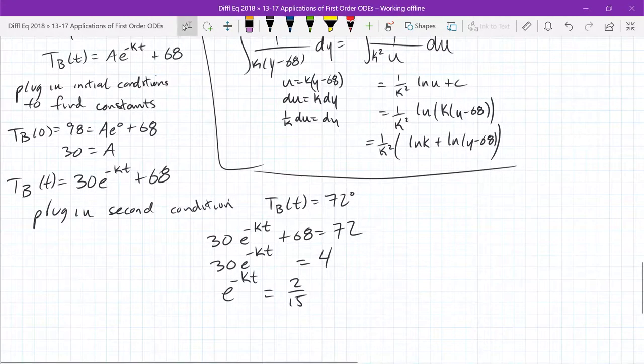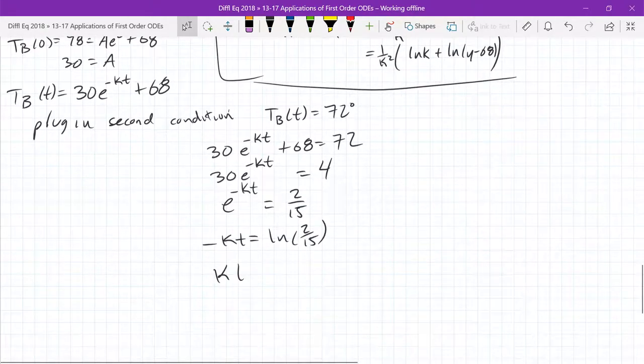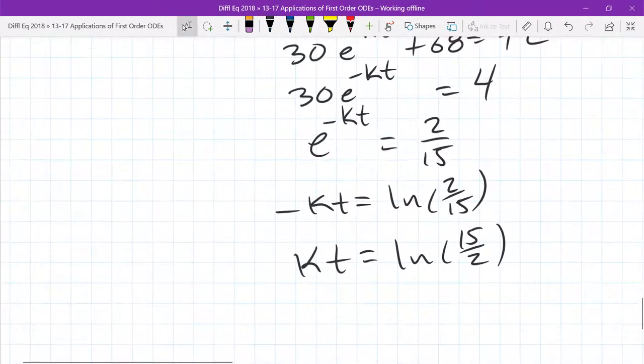So the problem is, I can take the natural log, that's easy. Negative kt equals ln of 2/15. So bring the negative to the other side. What type of algebra rule did I just use? Natural log rule. What natural log rule? Oh, I got you. Take the coefficient out front and make it a power. So it was a negative one coefficient, which turns into a negative one power, which reciprocates our fraction. So I skipped a step by bringing the negative to the other side.